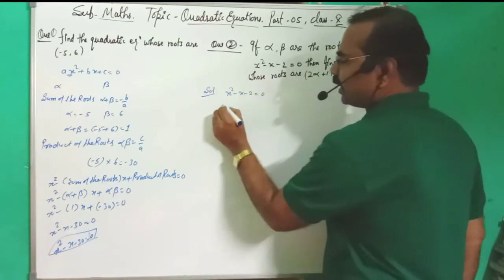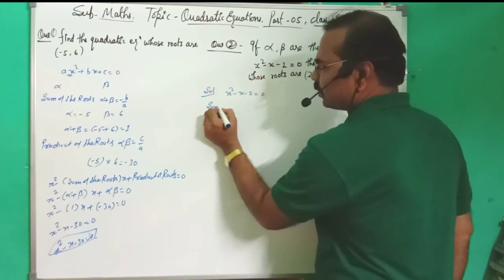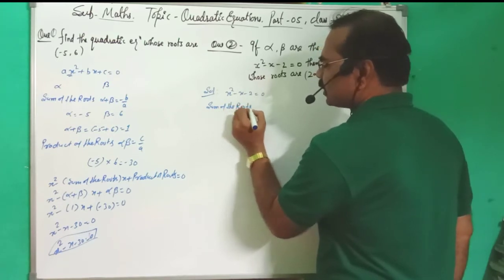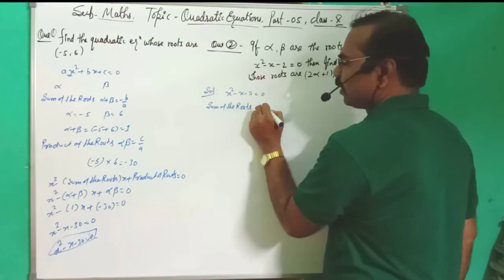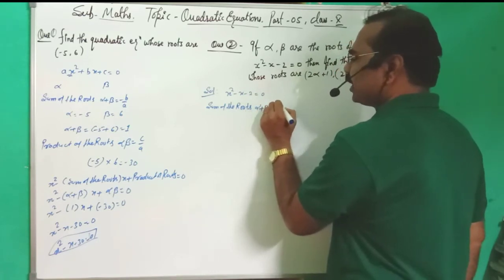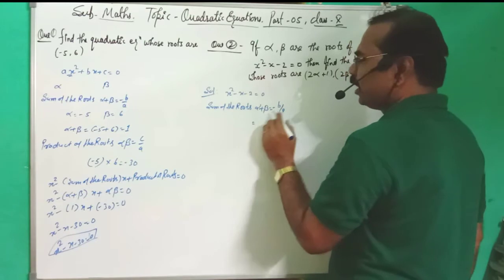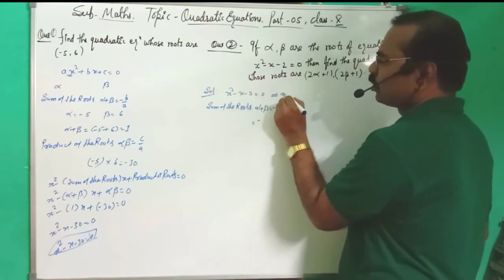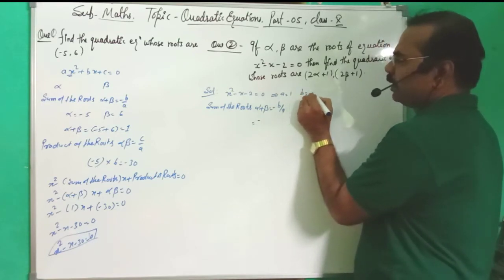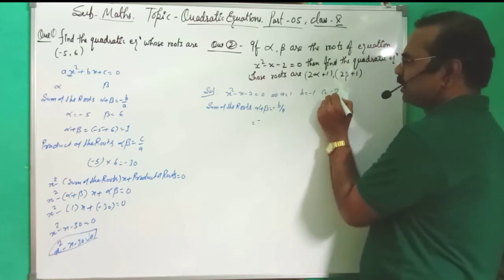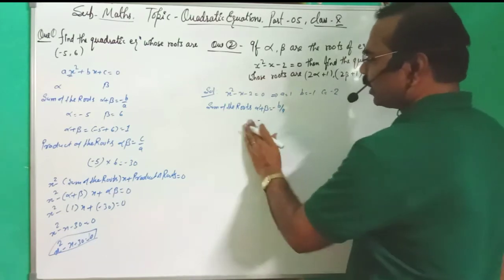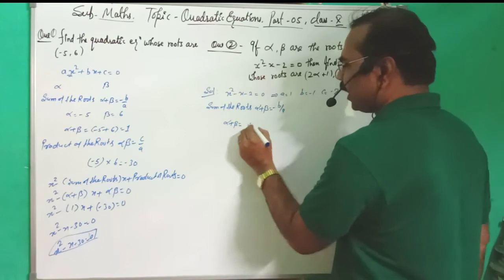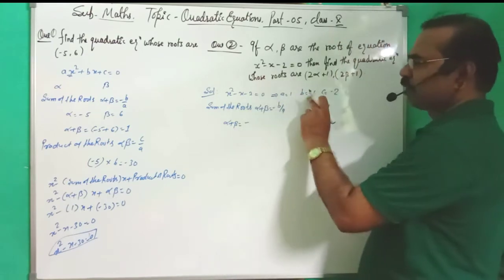Now we have to compare and find the sum of the roots. What is the sum of the roots? The sum of the roots is alpha plus beta, which is equal to minus b upon a. According to that, the value of a is equal to 1, the value of b is equal to minus 1, and the value of c is equal to minus 2. So we can find the value of alpha plus beta. Alpha plus beta is equal to minus b. Yes students, what is the value here?